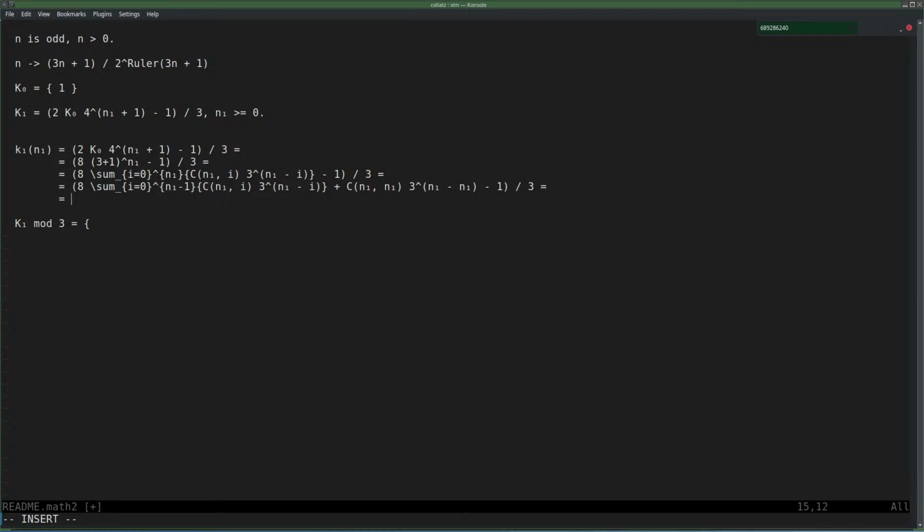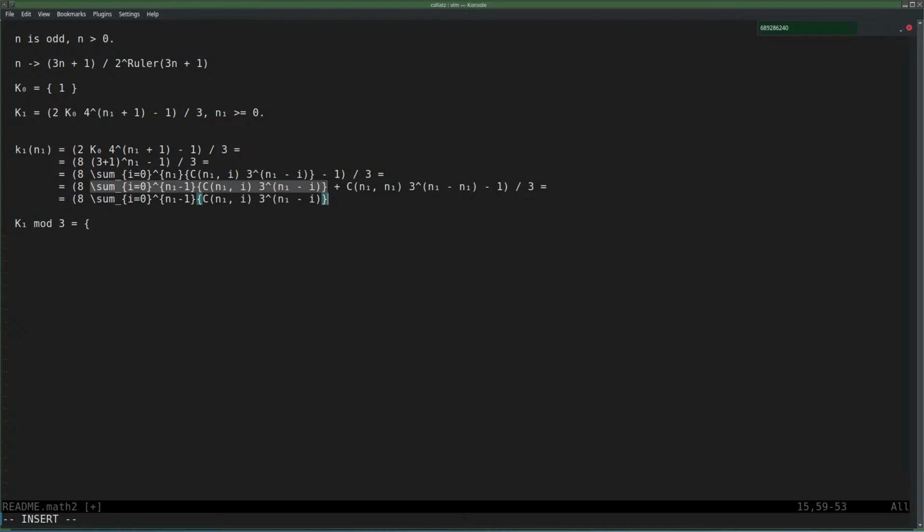Which is equal to 8 times, well, n−1 minus n−1 is 0, 3 to the power 0 is 1, and the binomial of n−1 is on this right diagonal of the Pascal triangle, so that is also 1. So this whole thing is 1, and then we subtract 1, so all of this drops out. And the only thing we're left with is this sum.